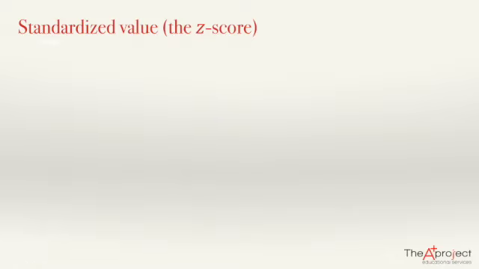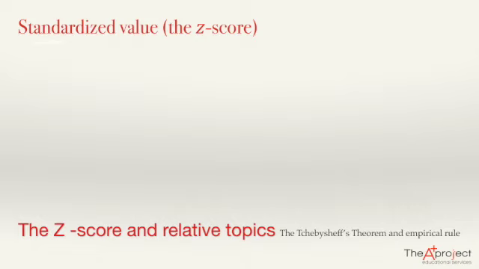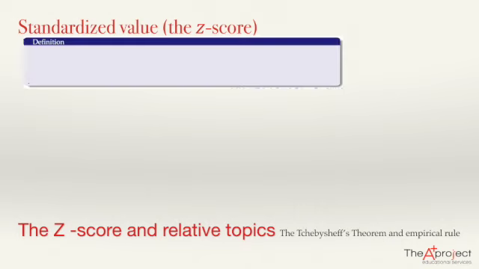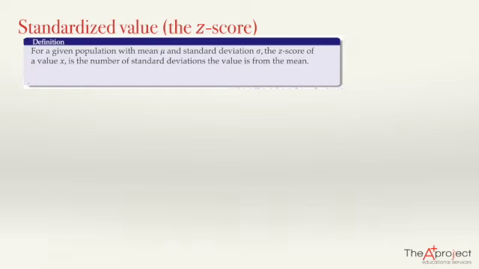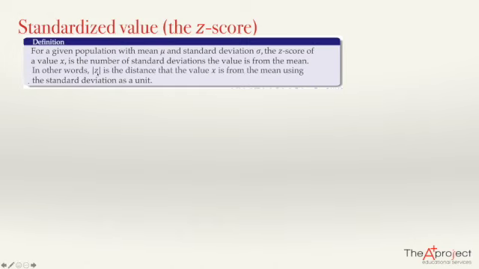In this video, I will be explaining about the standardized value, also called the z-score. Let's start with the definition. For a given population with mean mu and standard deviation sigma, the z-score of a value x is the number of standard deviations the value is from the mean. In other words, the absolute value of z is the distance that the value x is from the mean using the standard deviation as a unit.